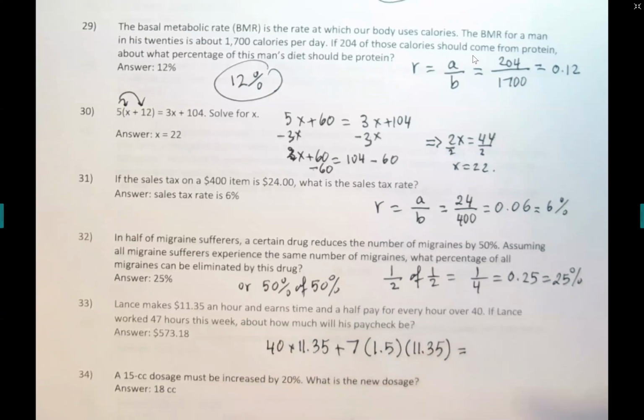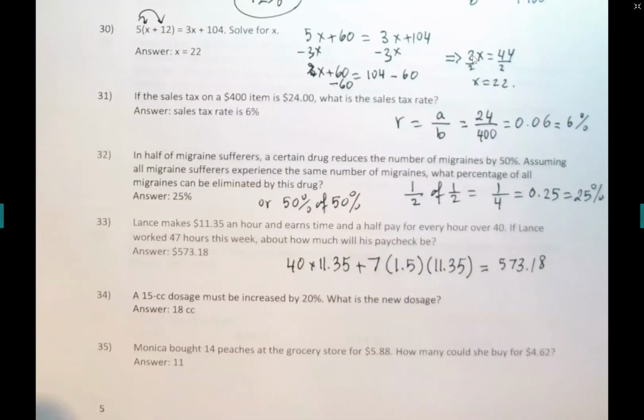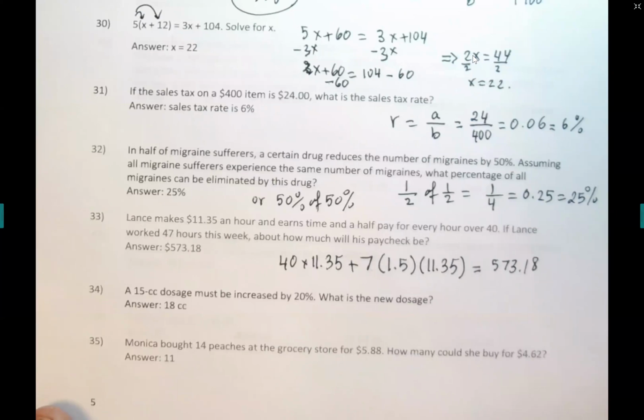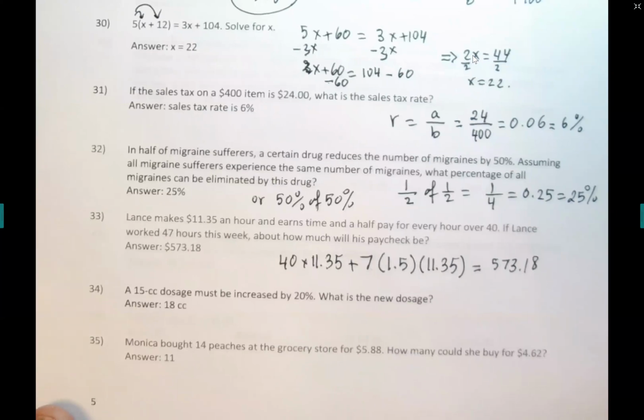If you do the math, guys, it will be 573.18. And how do you do the math? You do this first, then you do 7 times 1.5, and the answer you multiply by 11.35, and then you add the two answers. Again, you're not going to have a sophisticated calculator that does all of this in one step. That won't happen.